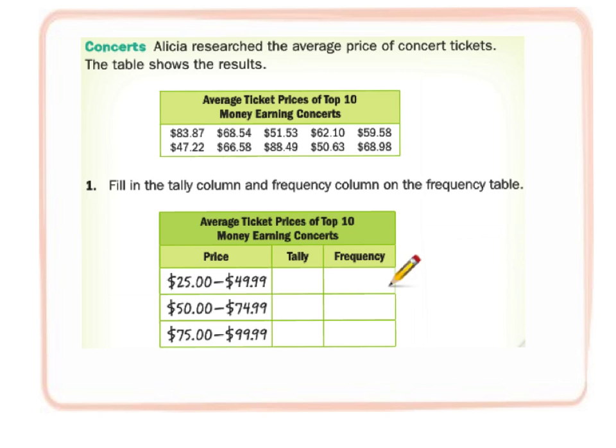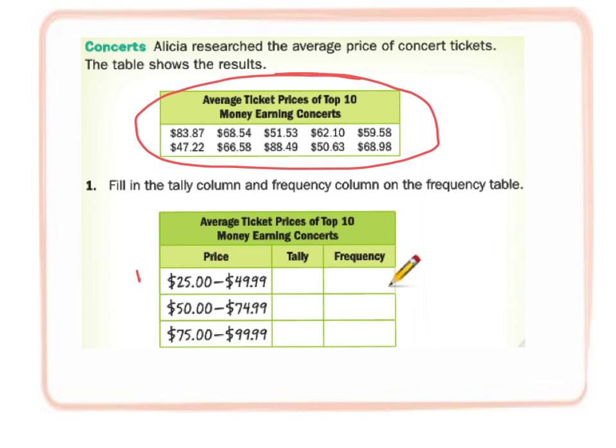Okay, our first one, Alicia researched the average price of concert tickets. The table shows the results. So right here is an average price per ticket for a concert. So fill in the tally column and frequency column on the frequency table. So if it says the word frequency, that means how often, like how frequent does something happen.